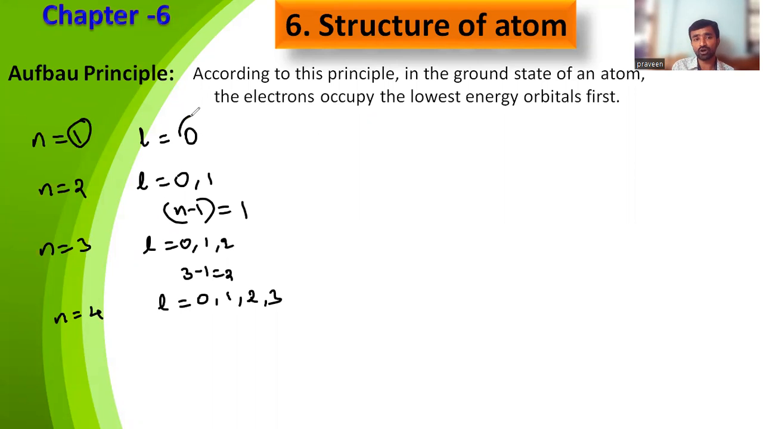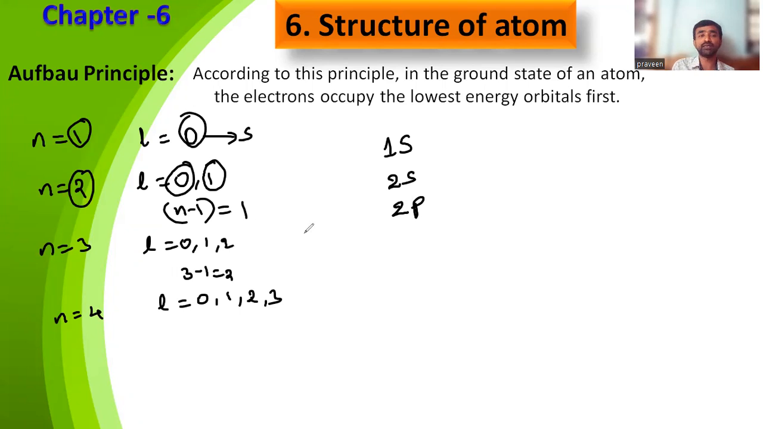So 1 and 0 combination. 0 representing s orbital. So 1s. For n equal to 2, l is 0, taking first, I will get 2s. Then with the same n value, l equal to 1 possibility is there, and 1 is representing p, so 2p. Then n equal to 3, the l possibilities are 3. So 3 and 0 means 3s, 3 and 1 means 3p, and 3 and 2 means 3d.